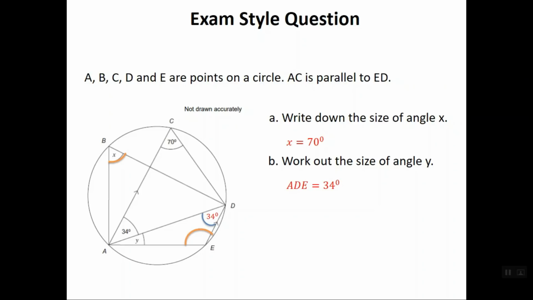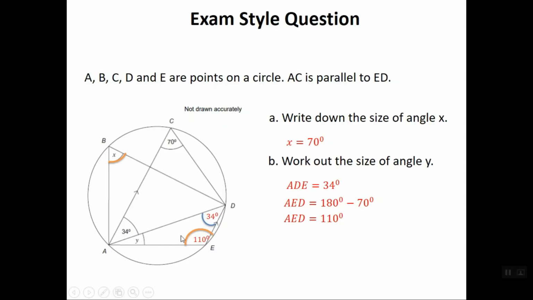So now I'm trying to find this angle here, which would be quite useful as well. Again, we know that opposite angles in a cyclic quadrilateral sum to 180 degrees. So if I know that this one here is 70 degrees, the one that's opposite to it must be 180 degrees take away 70 degrees, I get 110 degrees. Lovely. Now I have more than enough information to find my missing angle Y.